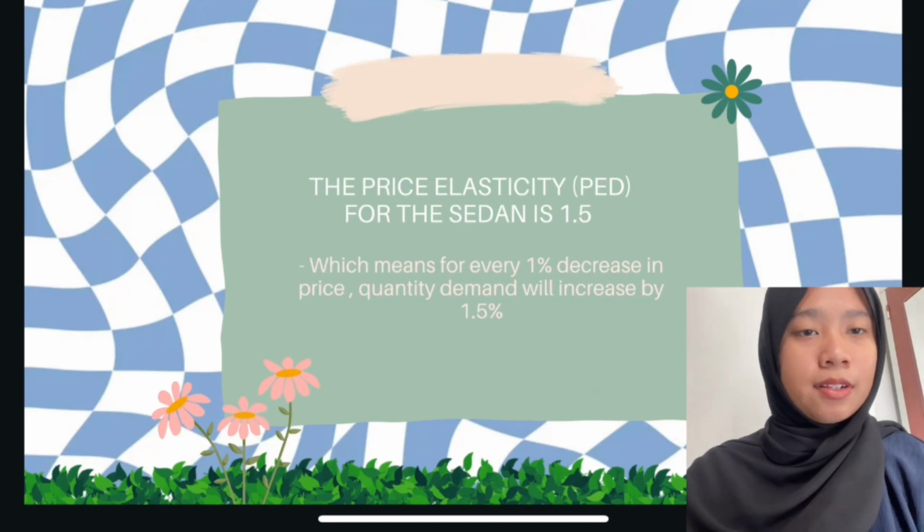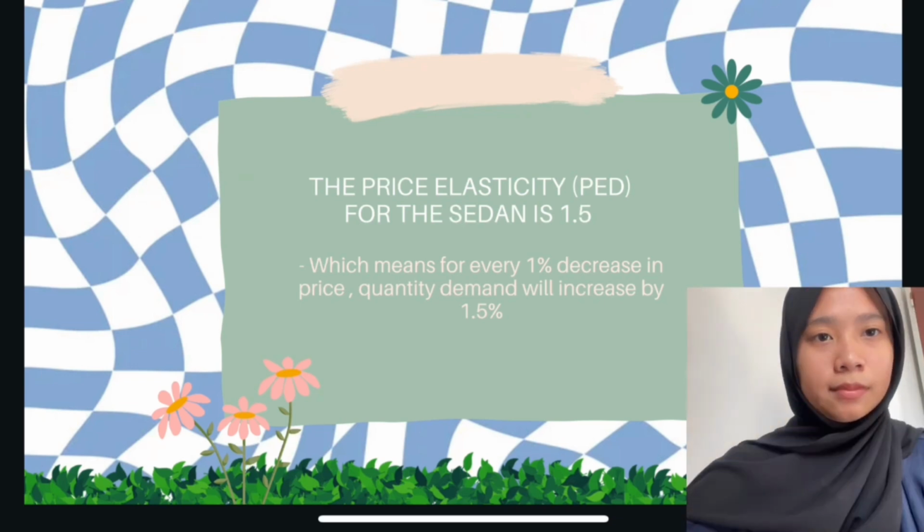The price elasticity of demand for sedan is 1.5, meaning that for every 1% decrease in price, the quantity demanded will increase by 1.5%.